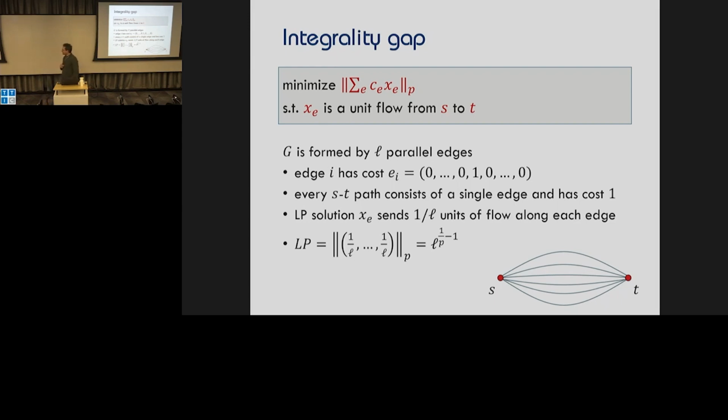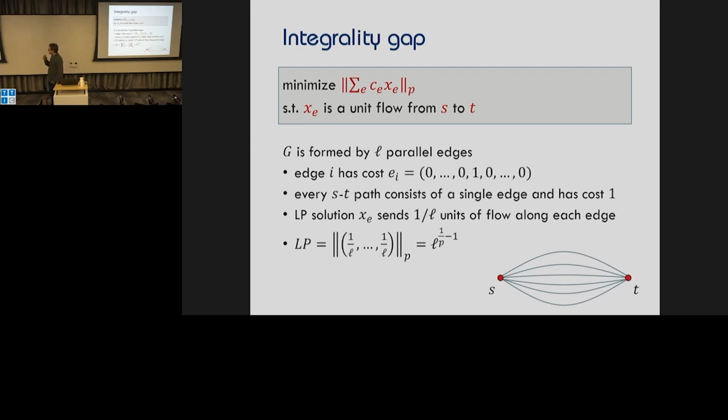Yes. So let's say that we have two vertices S and T, and they're connected with L edges. The cost vector for edge number i is simply the i-th standard basis vector e_i. Now, it's clear that there are exactly L paths between S and T. Each path simply consists of a single edge. And the L_p cost of every path is 1 because cost vectors are unit vectors. So the optimal combinatorial solution has cost 1.